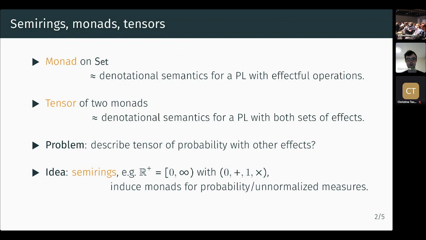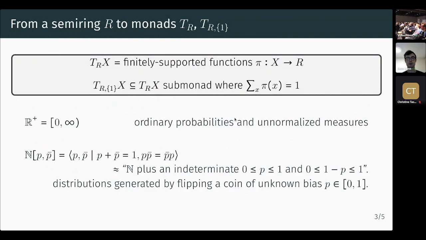The idea is to start from the fact that probability monads tend to come from semirings. A semiring is an algebraic structure with an addition and a multiplication. The main example is the non-negative reals, from 0 inclusive to infinity exclusive, with the usual algebraic operations. If I fix a semiring R, then I can get two monads out of it.